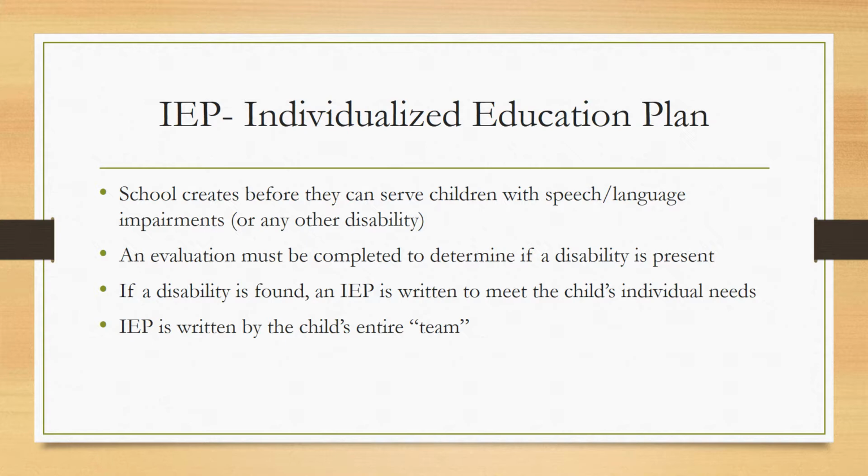Before the IEP is created, an evaluation must be completed to determine if a disability is present. So if a disability is suspected, an evaluation will be completed to see if one is present. If it is, then an IEP is written to meet the child's individual needs. And the IEP is written by the child's entire team.